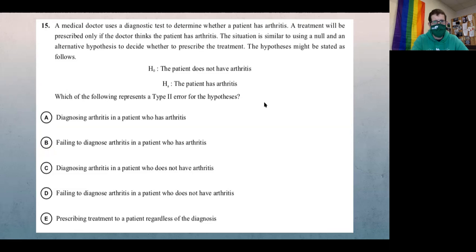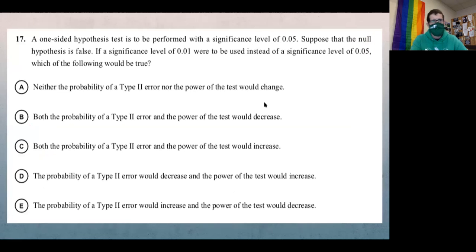Okay. Let's see. So we have a one-sided hypothesis test to be performed with a significance level of 0.05. Suppose that the null hypothesis is false. If a significance level of 0.01 were used instead of a significance level of 0.05, which of the following would be true? So read through those and determine how it would change.